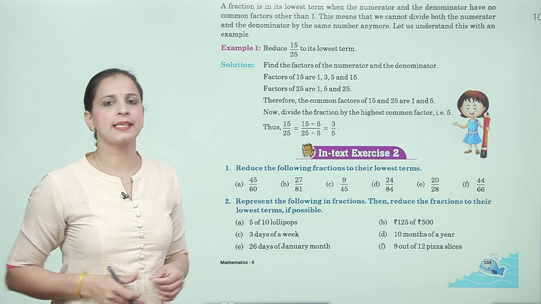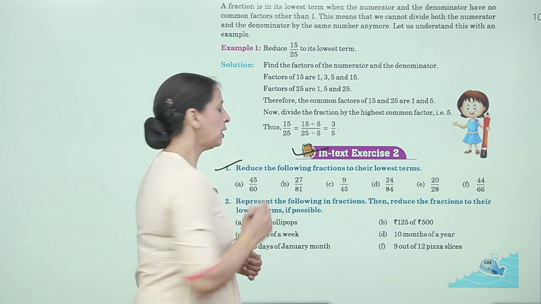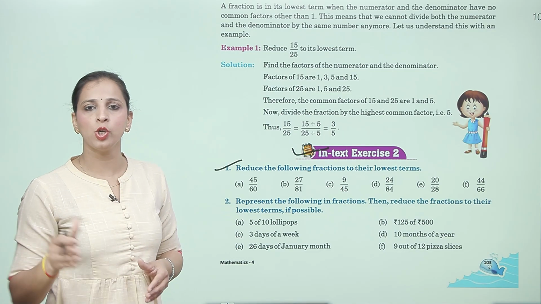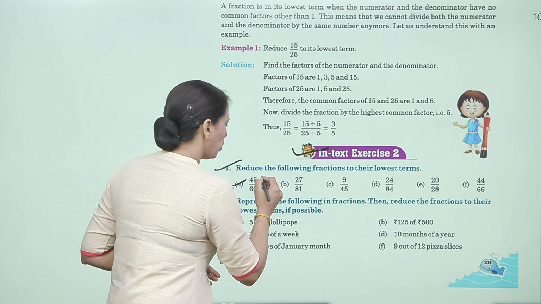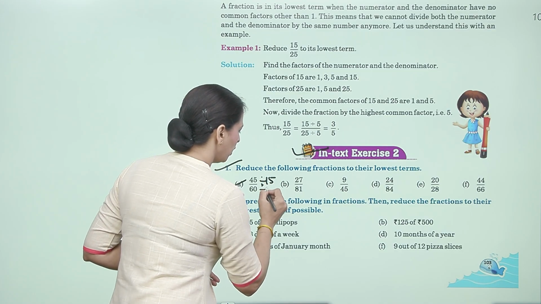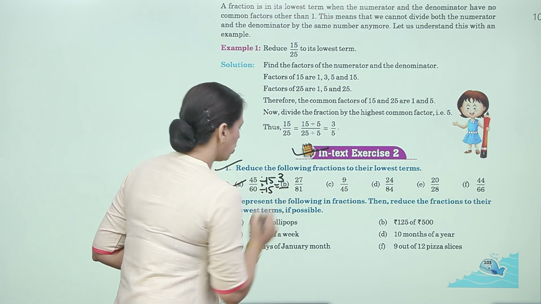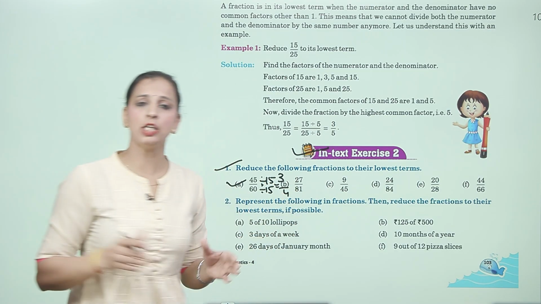Now, next in text exercise 2. Question number 1. Reduce the following fractions to their lowest term. A part: 45 divided by 60. So both are divided by 15. 3 upon 4, that is the lowest term.